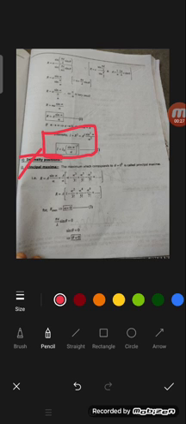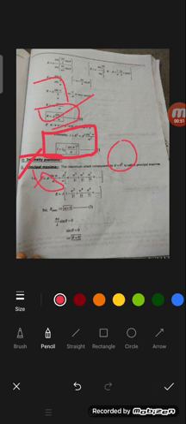In the principal maxima, as theta tends to 0 degrees, it is known as the principal maxima, where, from the above equation, R is equal to A sine alpha by alpha.